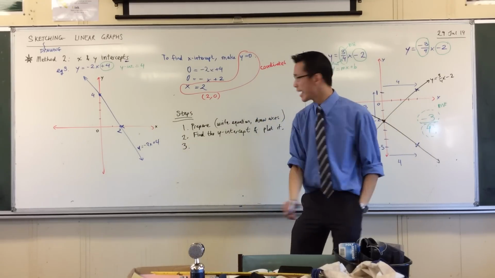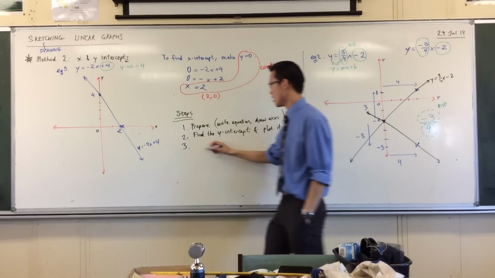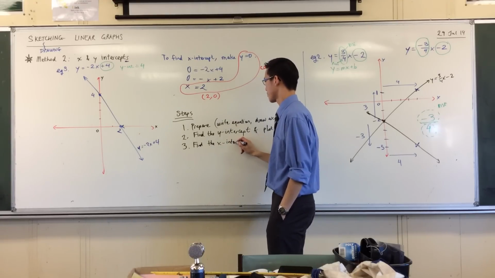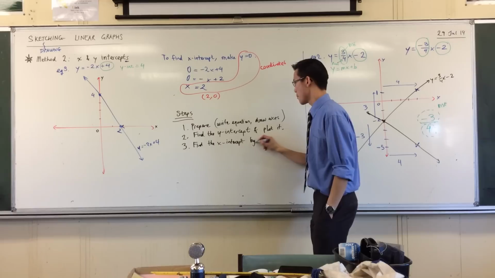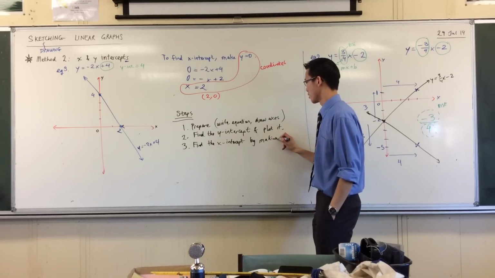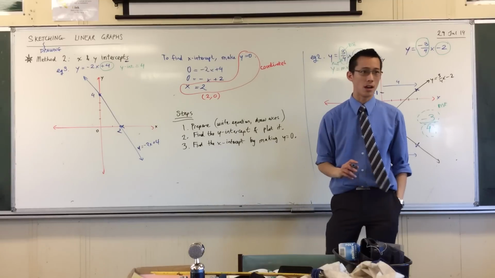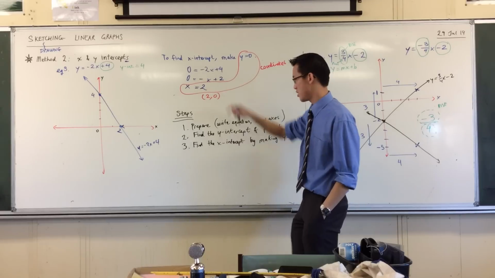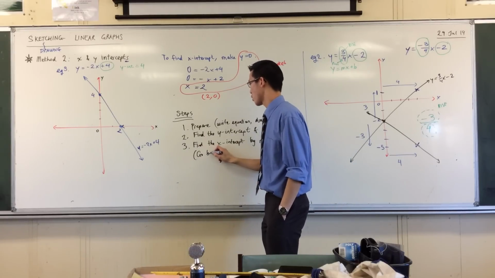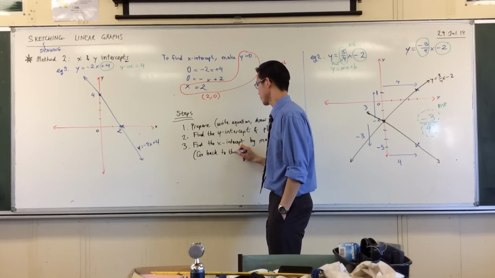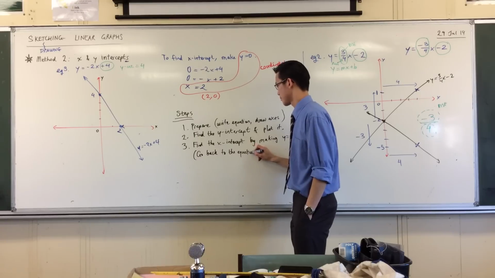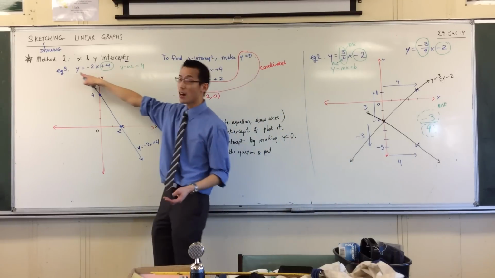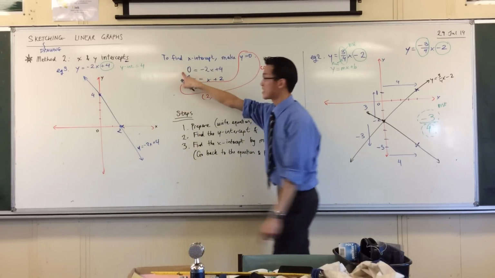Now, you have to find the x-intercept, and that's where we did this. So you say find the x-intercept by making y 0. That's what we did in here. So you go back to your original equation, and everywhere you see y, like over here, you put in 0 instead. And that's how we got this line.